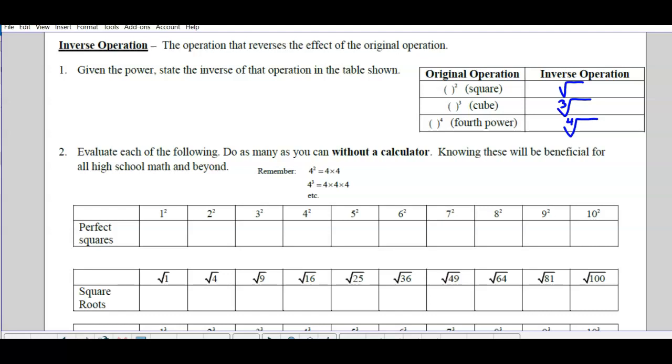So perfect squares, try not to use a calculator. And think about what that means. So 1 squared means 1 times 1. Okay, so the perfect square is 1. 2 squared is 2 times 2. So that's 4. 3 squared is 3 times 3, which is 9. So I'll give you a couple of minutes to finish that chart.